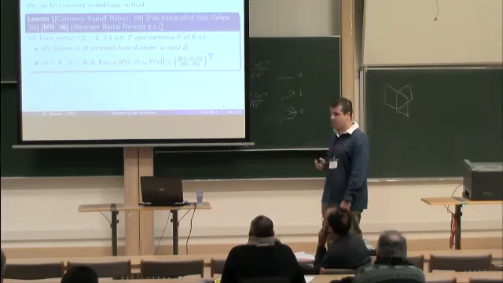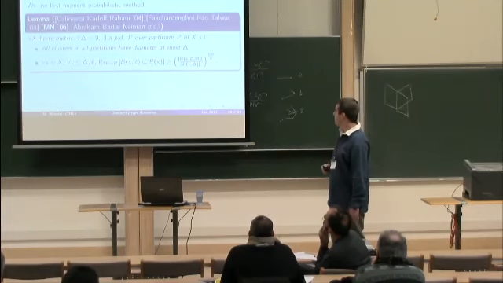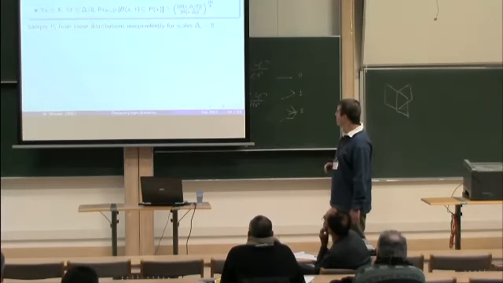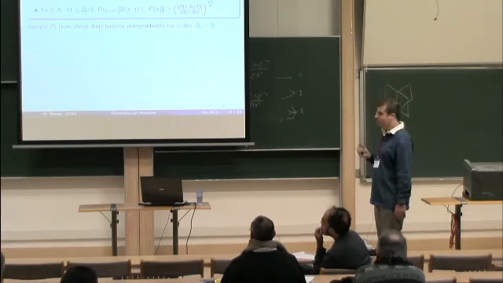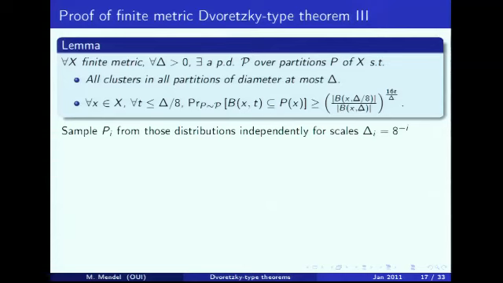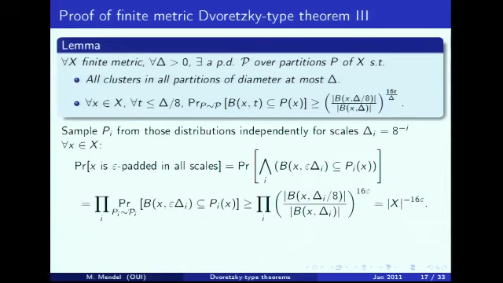Okay, I won't prove this lemma. It's not very hard. It's actually quite easy. But using this lemma, we can now prove the theorem using a simple argument of the probabilistic method. First moment argument. We just sample at every scale which is a power of 8 a partition from this distribution. And now we check what is the probability that a point is epsilon times the scale padded in all scales. So this is this event.